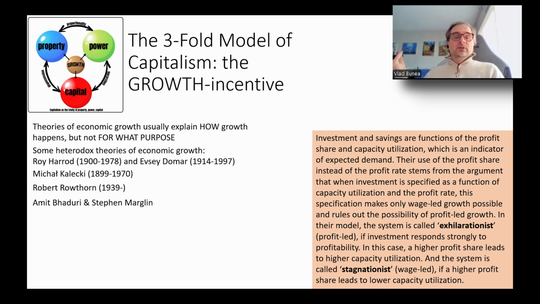So when wages lead growth, they are linked with low investments. This system is called stagnationist at the bottom. It's called accelerationist when it's led by profits. In this profit-led system, investment responds strongly to profitability. So when a company is profitable and they make a lot of profits, they move to a profit-led growth. So they let profits drive the growth. And in this case, a higher profit share leads to a higher capacity utilization. Again, the stuff that counts as capital.